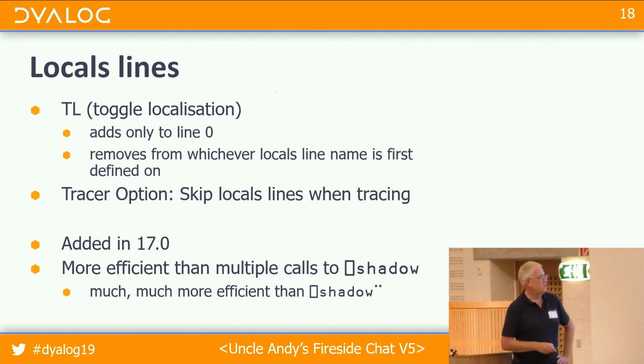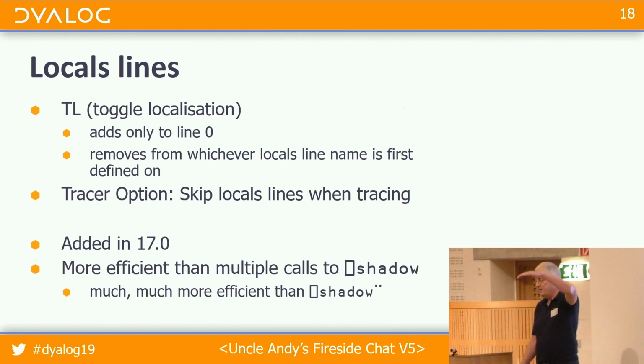If your code uses quad shadow, consider using locals lines. If your code, rather than quad shadow followed by a list of names, does quad shadow each a list of names, just get rid of that. Using locals lines is more efficient within the interpreter than using multiple calls to quad shadow, and it's much better to use quad shadow on a list of names than it is to use quad shadow on each of a list of names.